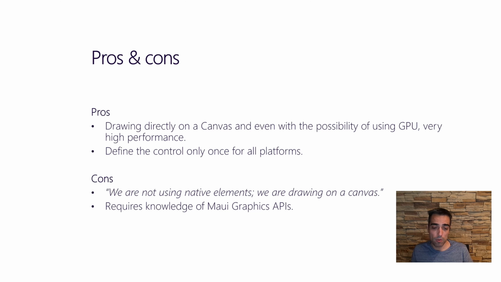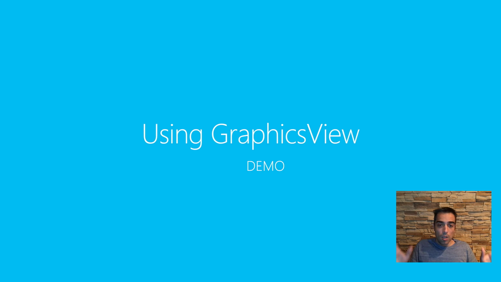We are drawing everything on a canvas. So we are not going to be able to extend the control using native APIs, like for example, we can with renderers or handlers. And it also requires knowledge about the MAUI graphics API. It requires knowing how to draw rectangles or to draw shadows, etc. So let's see a demo using graphics view to create our checkbox.